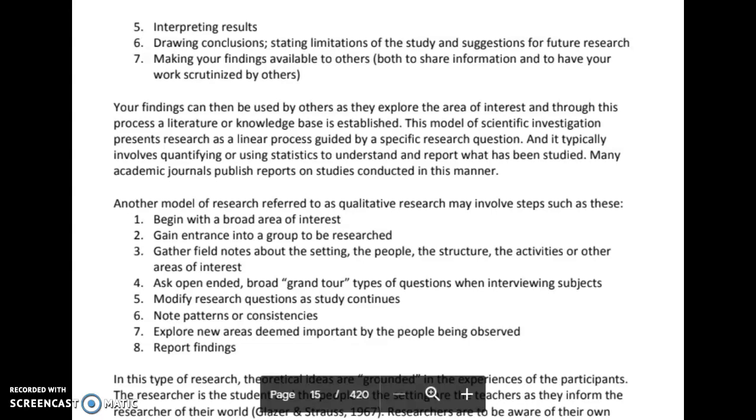So once again, we're looking at the first scientific investigation model that they gave you as being a more quantitative approach to researching, and the second model that they gave you as being a more qualitative approach to researching.